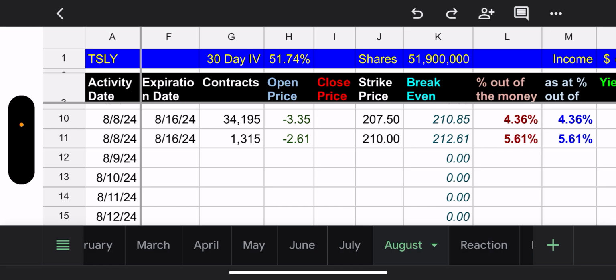34,195 contracts, 207.50 strike, 4.36% out of the money, and then 1,315 contracts, 210 strike. That's 5.61% out of the money. So, not terrible. Again, remember the old days, 2-3% out of the money. Those were miserable days. At least we're 4 and 5% out of the money.